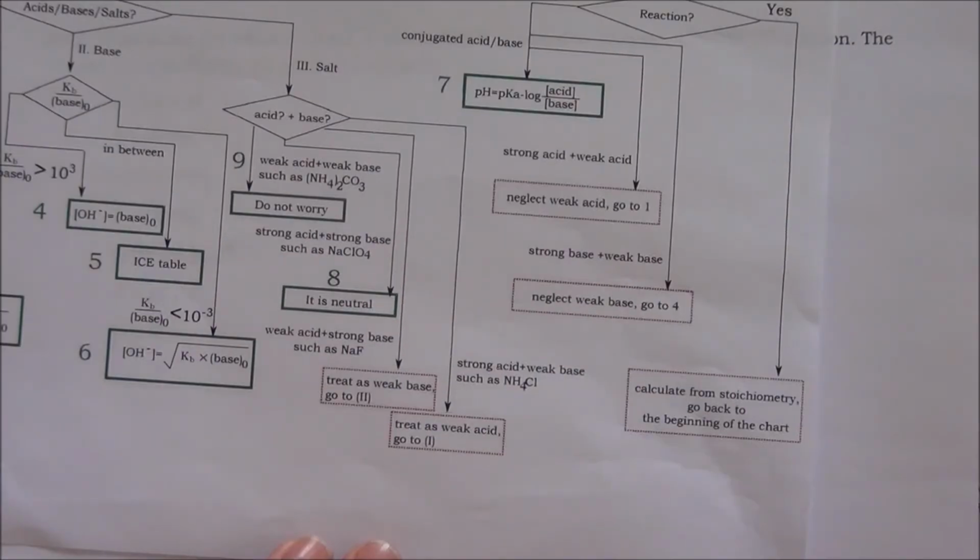If the solutes do react with each other, we have to use stoichiometry to figure out what chemicals are in the final solution after the reaction. We also need to calculate how much of each chemical we have in the solution after the reaction. Then we go back to the beginning of this chart. Unfortunately, this process will take a while to finish.